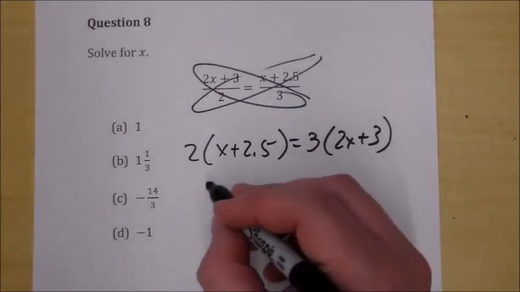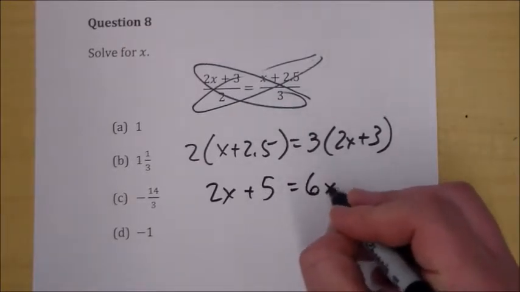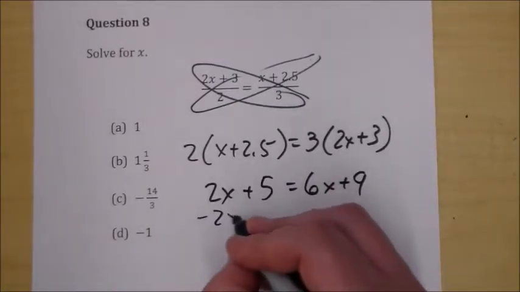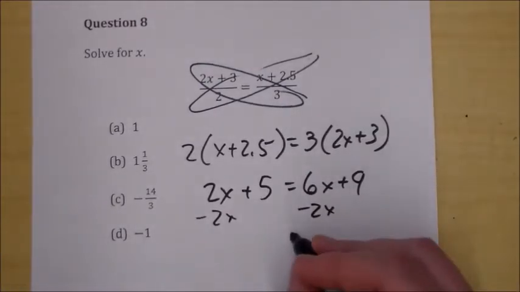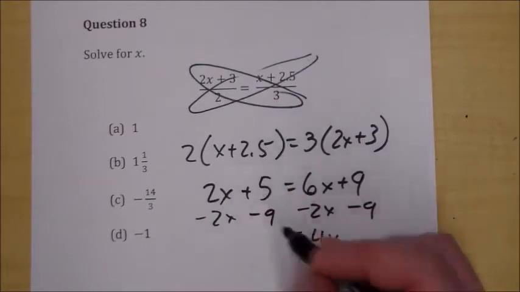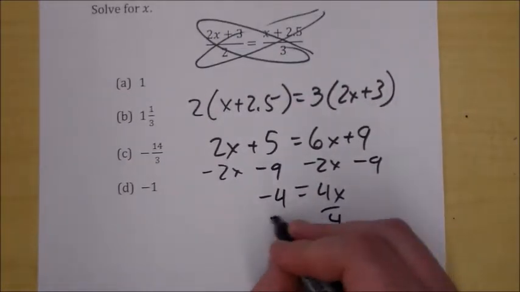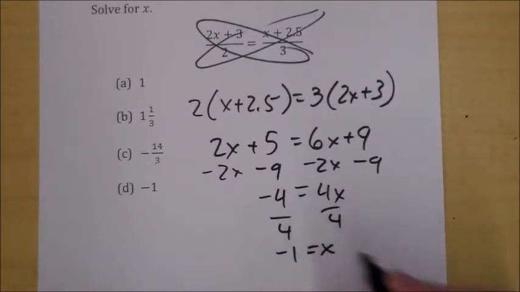So 2 times x is 2x, 2 times 2.5 is plus 5, and then we have 6x plus 9. Let's subtract 2x from either side. We have 4x, and subtract 9 from either side. 5 minus 9 is negative 4. That shouldn't be scary. Divide each side by 4, and we have x equals negative 1.